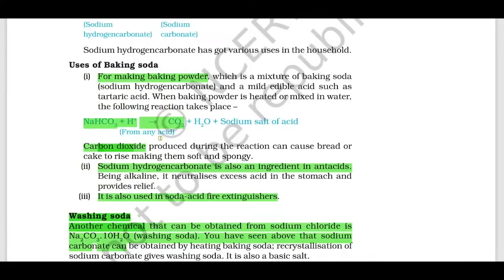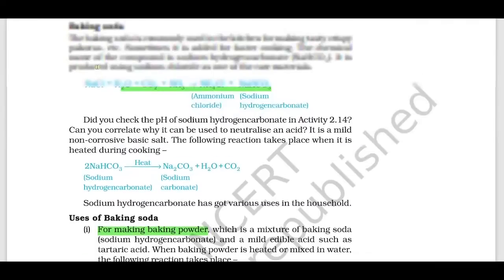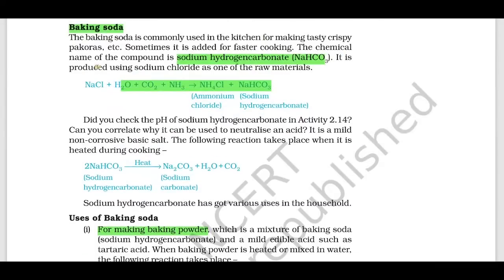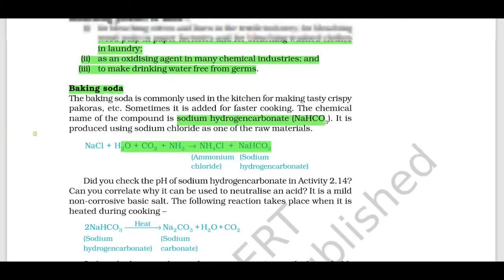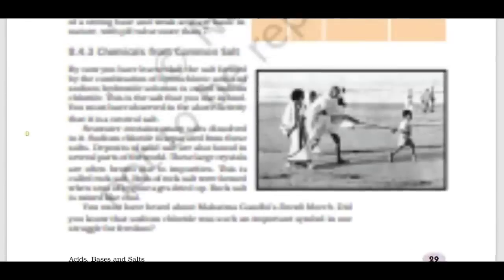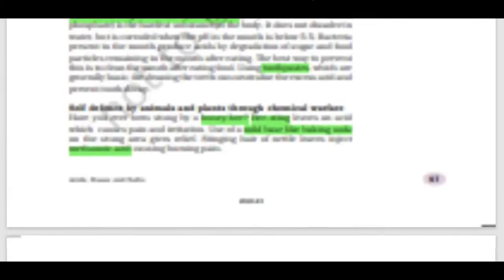So very simple and easy chapter to score 6 to 7 marks. With the uses of salts, you should know the preparation of those salts with the chemical reaction, and also the common name of those salts or the chemical name is also very important. And also chlor-alkali process, neutralization reaction, all those are very important.